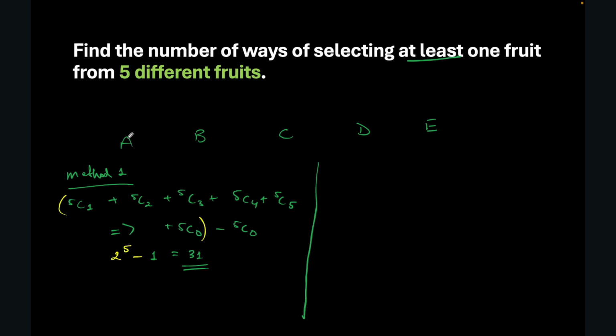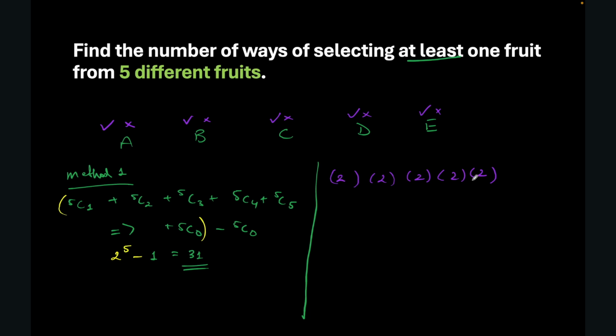Now let's look at another way to solve this question. Let's say you have each fruit. You have the option to either accept it or reject it. Accept it or reject it. So you have a total of 2 options for A, 2 options for B, 2 options for C, 2 options for D, and 2 options for E.